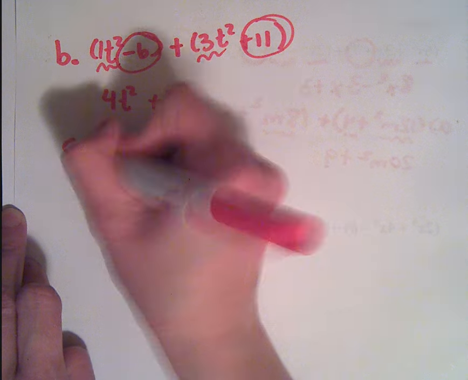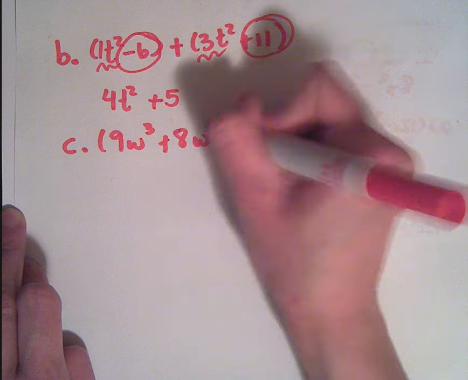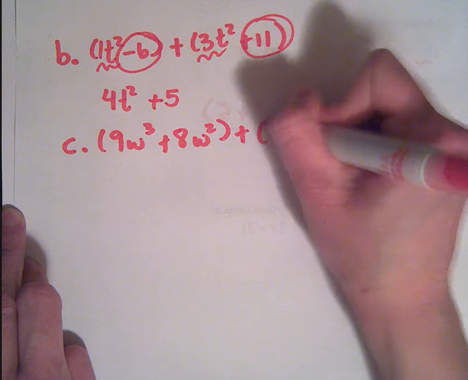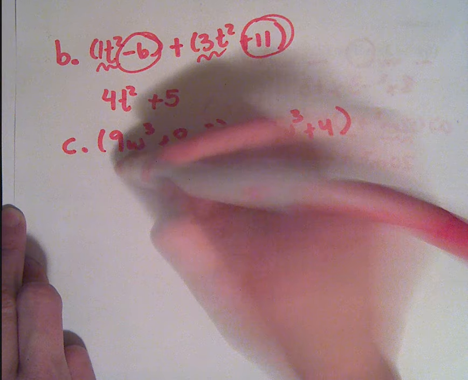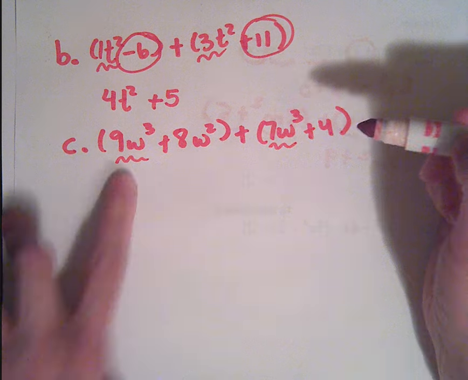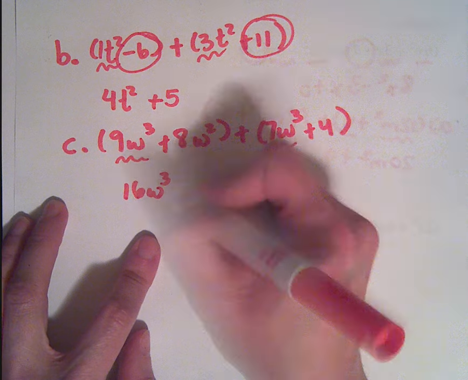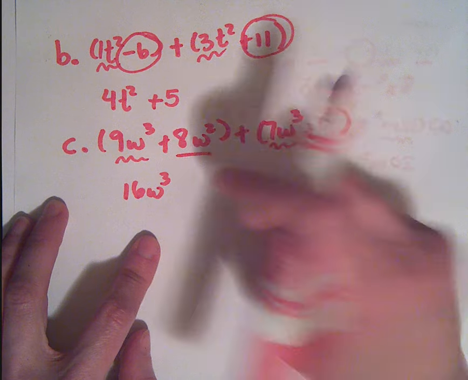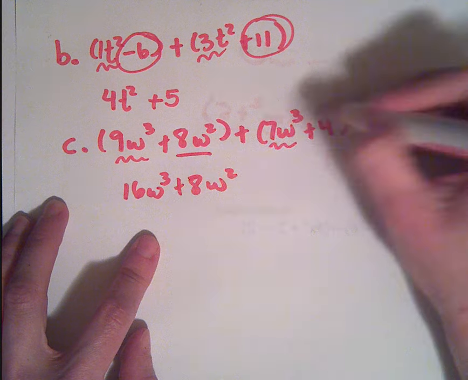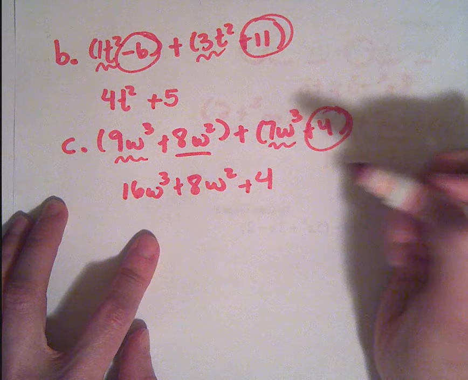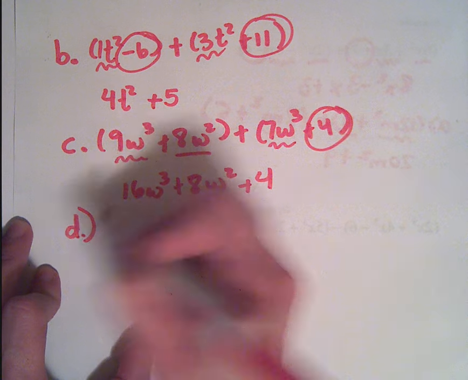For C, we have 9w to the third plus 8w squared plus 7w to the third plus 4. So I've got my third degrees: 9w to the third plus 7w to the third is going to be 16w to the third. I've just got this one right here, my second degree, which is plus 8w squared. And then over here I've got plus 4. And again, notice I'm writing these in standard form because it's the highest exponent to the lowest.